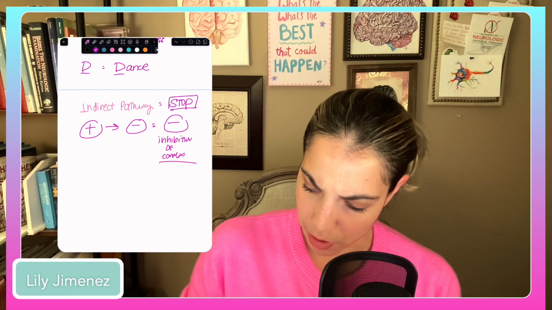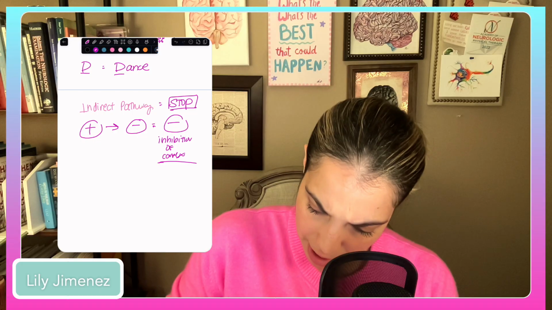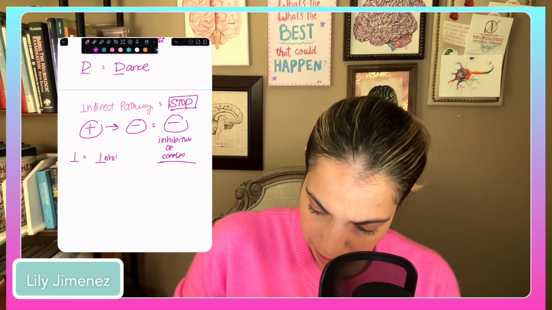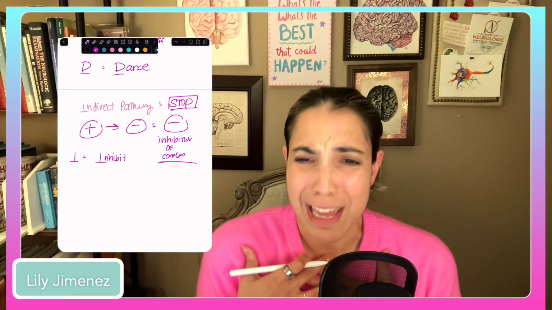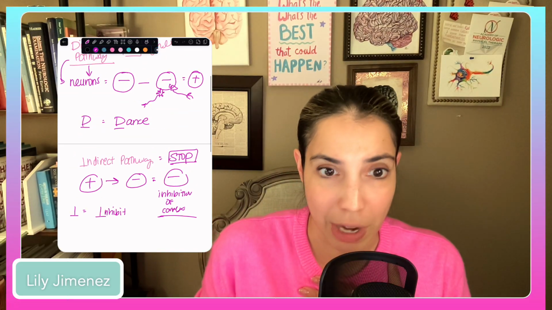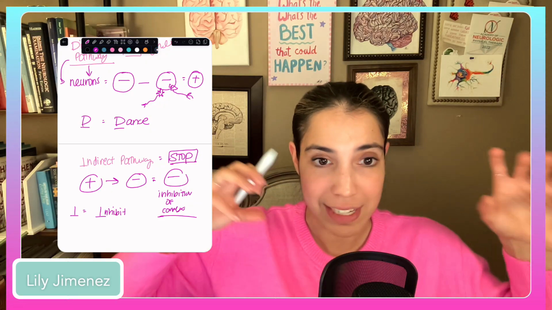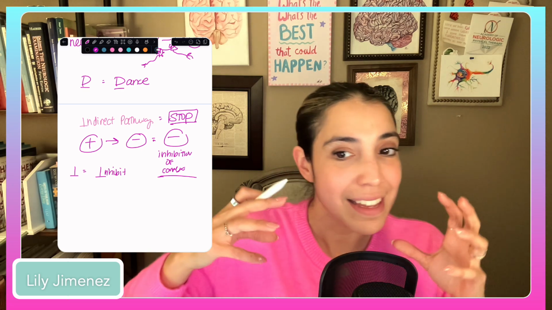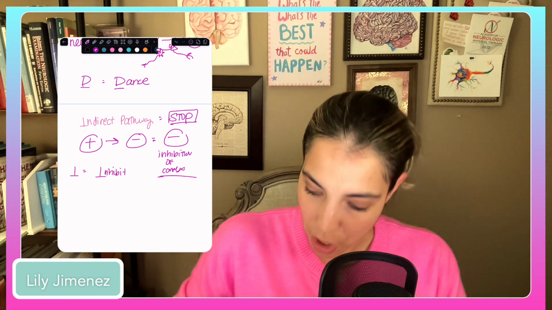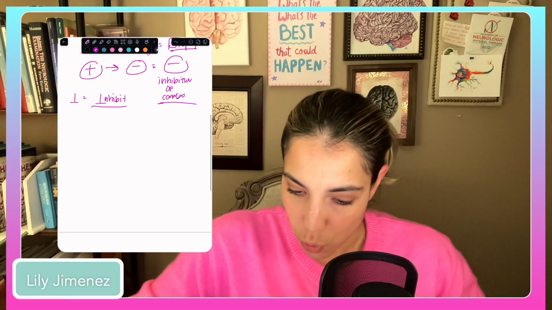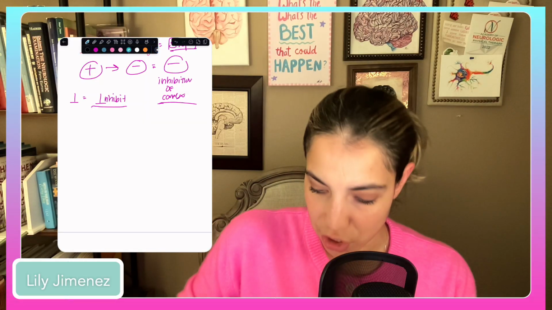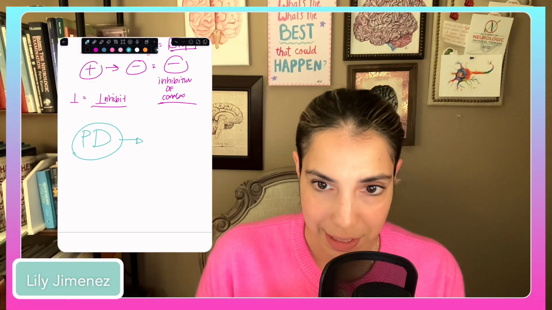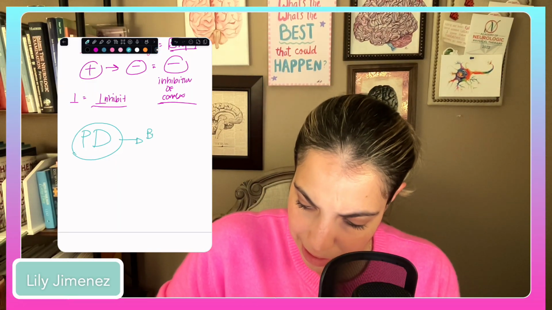Okay, so for the indirect pathway, the mnemonic is that it's going to inhibit. So I feel inhibited. I don't want to dance. Remember, the direct pathway: D, direct, D, dance. Indirect pathway: I, inhibit. Now, how do we connect this to neuromuscular conditions like Parkinson's disease? What are the things that we find with Parkinson's disease? We're going to see bradykinesia.